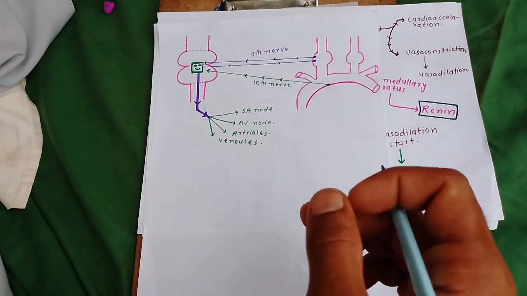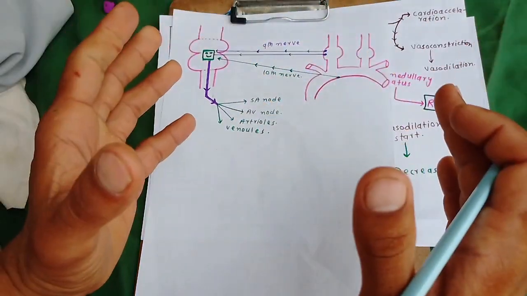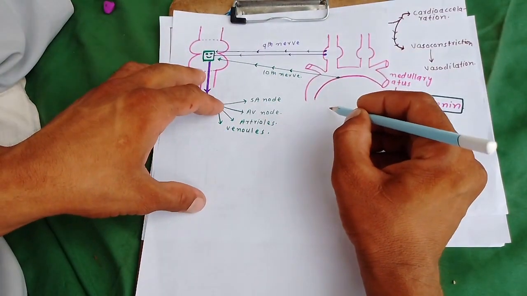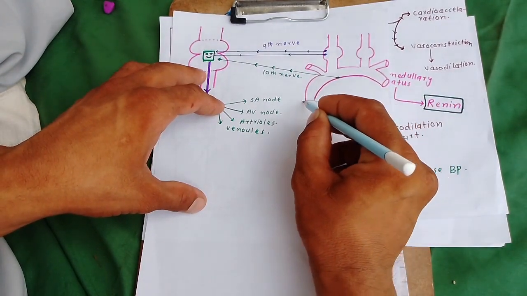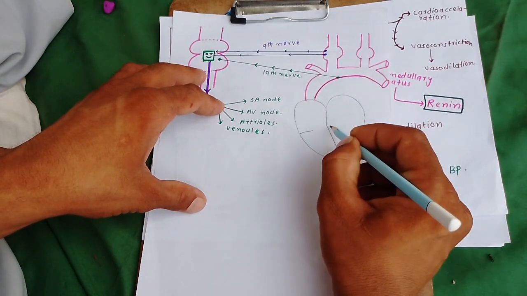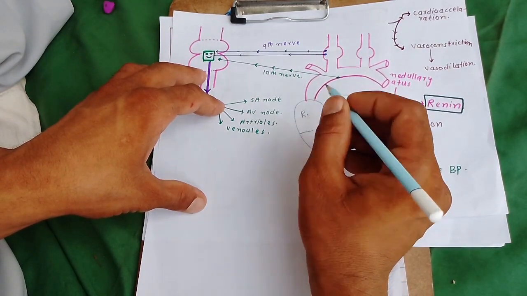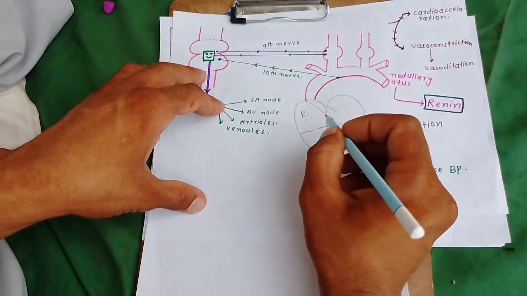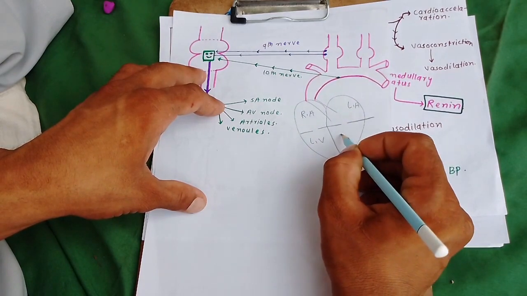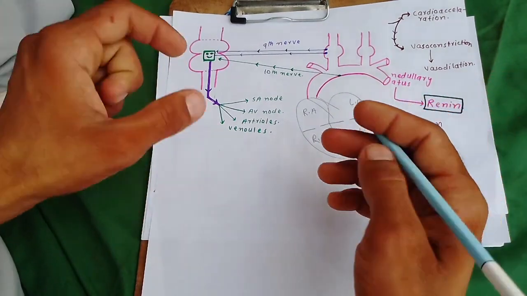So the nervous mechanism, as we know, is the quick, short-term, rapid regulatory mechanism. Okay, suppose this is my baby heart. This is the right atrium. This is the left atrium. This is the right ventricle, and this is the left ventricle.